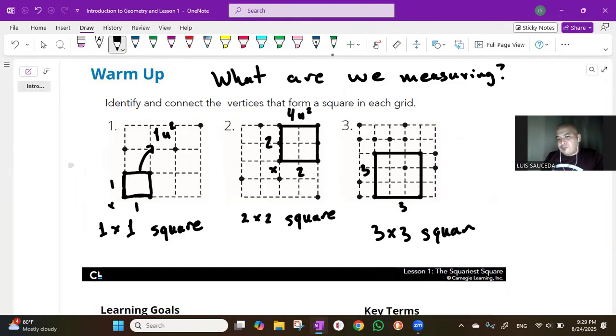And again, if we multiply this, 3 times 3, we're gonna get how many squares do we have inside? 1, 2, 3, 4, 5, 6, 7, 8, 9. 3 times 3, it is 9. So 9 square units, right?